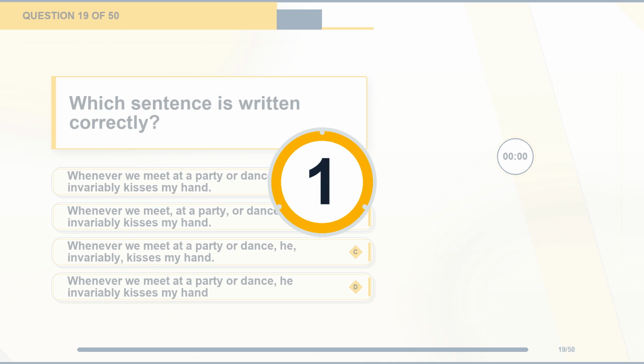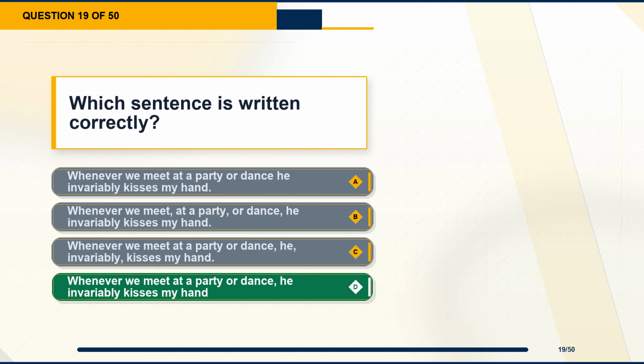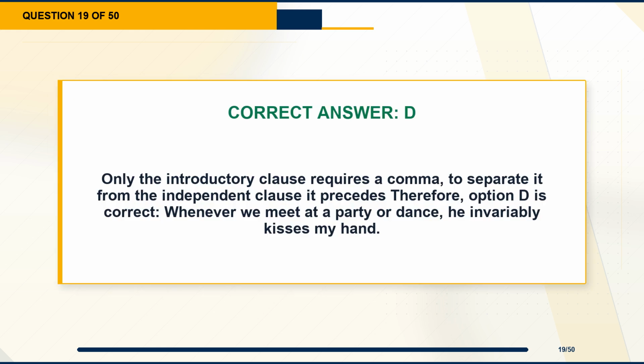The correct answer is option D, whenever we meet at a party or dance, he invariably kisses my hand. Explanation. Only the introductory clause requires a comma, to separate it from the independent clause it precedes. Therefore, option D is correct. Whenever we meet at a party or dance, he invariably kisses my hand.